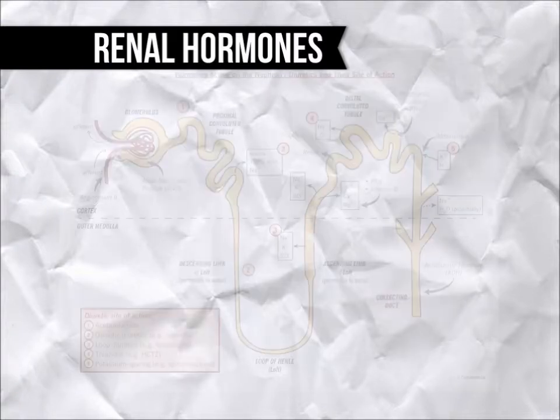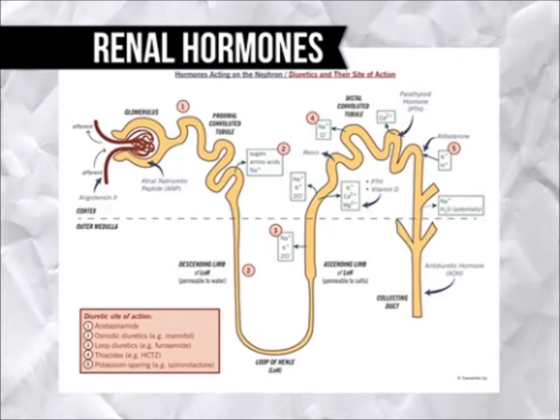Renal hormones. The kidneys secrete the following. First, vitamin D becomes metabolically active in the kidneys. Patients with renal disease have symptoms of disturbed calcium and phosphate balance. Second, erythropoietin is released by the kidneys in response to decreased tissue oxygen levels, or hypoxia.